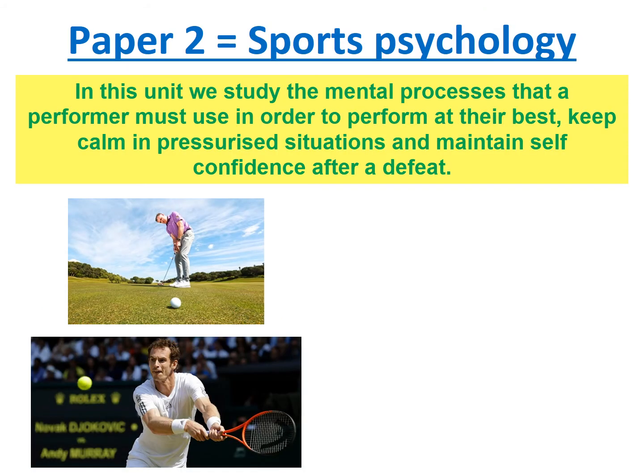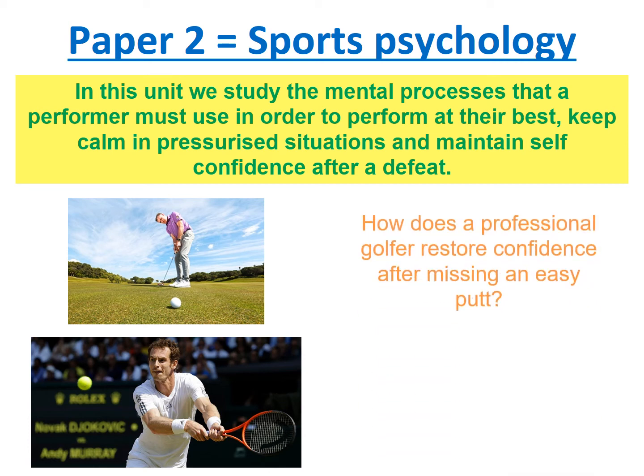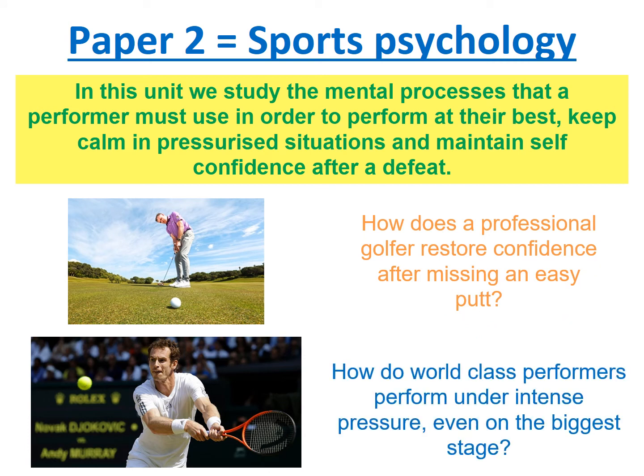So the second section of paper 2 is sports psychology. You'll look at mental processes in this unit that a performer must use in order to perform at their best. So how to keep calm in pressurised situations and how to maintain self-confidence after defeat. So how does a professional golfer restore confidence after missing an easy putt in a game? Or how do world-class performers perform under intense pressure, even on the biggest stage?